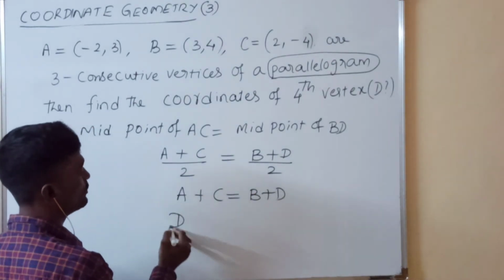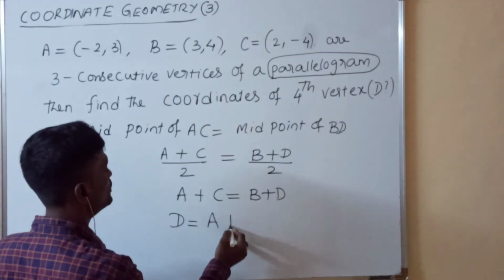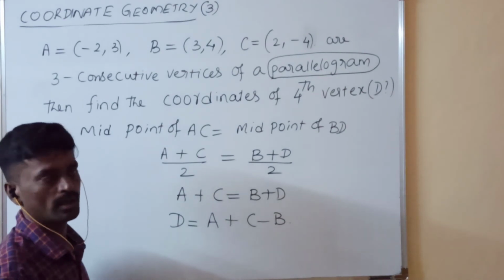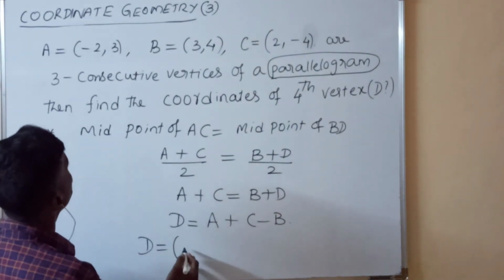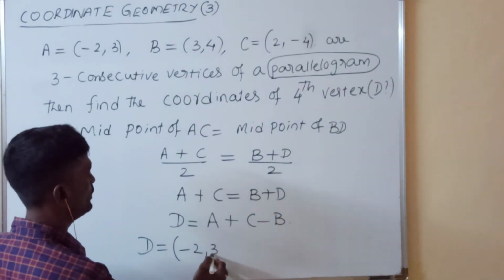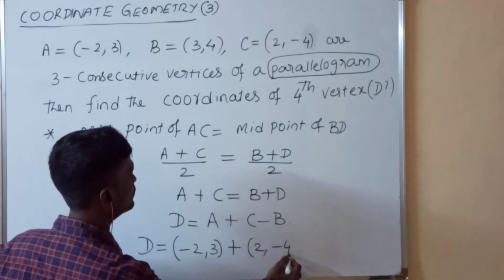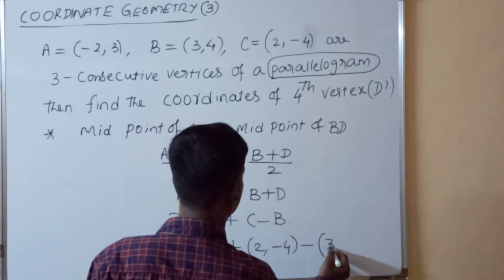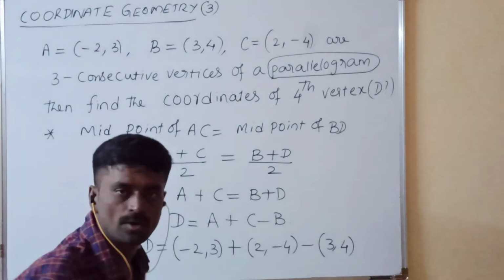Thus the coordinates of D, we have to find D value only, no? So D is equal to A plus C minus B. So the coordinates of D is equal to A. What are the coordinates of A? Minus 2 comma 3, plus C, C coordinates 2 comma minus 4, minus B, B coordinates are 3 comma 4. Just adding corresponding coordinates.